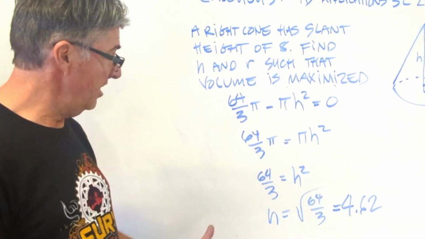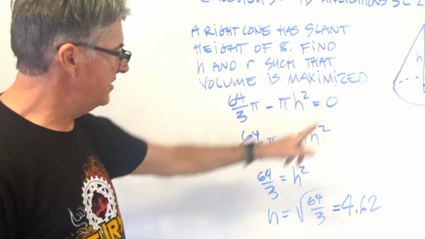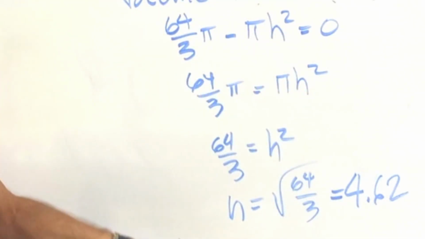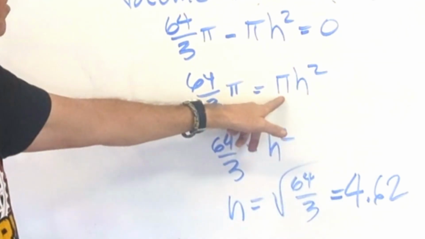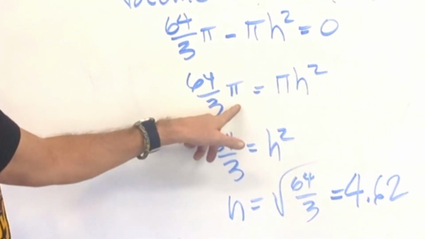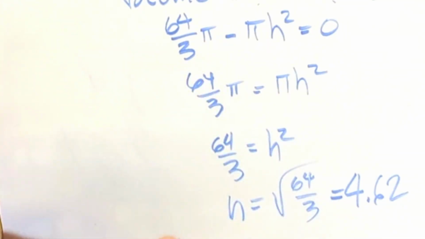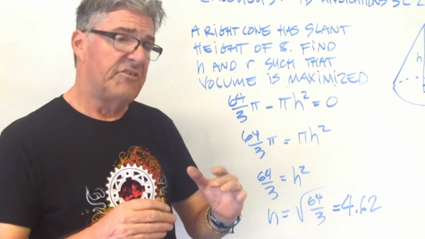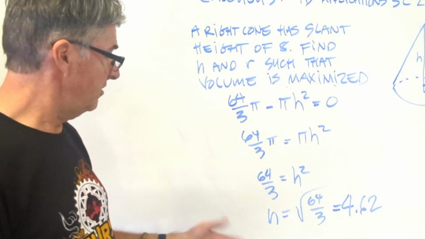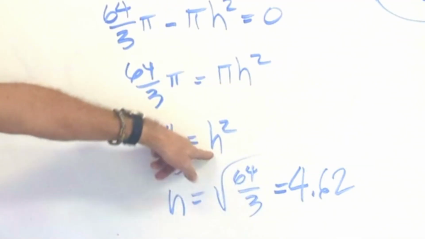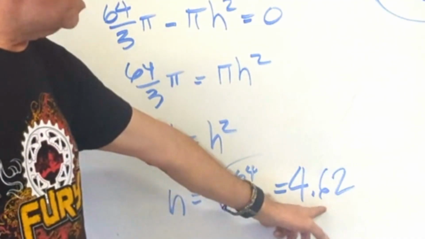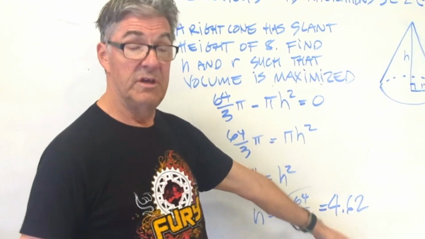All right, here we are. I set it equal to 0. I moved my pi h squared over to the other side, so it's positive. Got all my negatives out of there. Now I'm going to divide through by pi, and guess what? That's going to cancel this pi away. So I never needed to put pi in anywhere because I canceled it in this step. So again, leave your pi's in there until you absolutely have to use the value of pi, because most times it's going to cancel. So now I have 64 over 3 equals h squared. So h is just going to be the square root of 64 over 3, which ends up being 4.62.